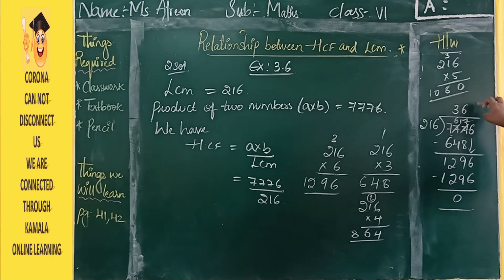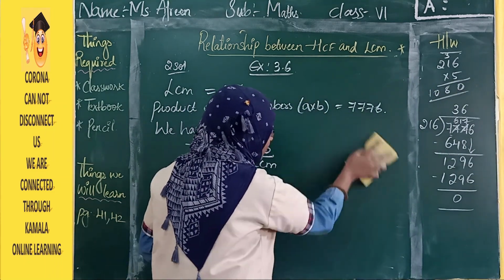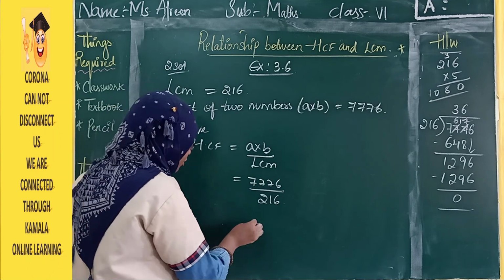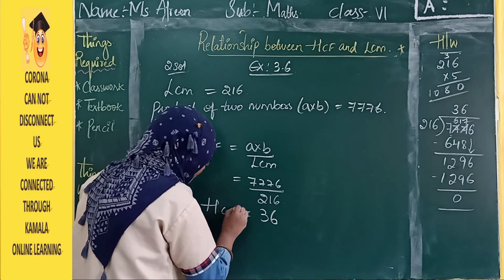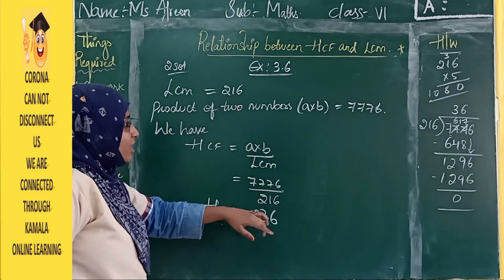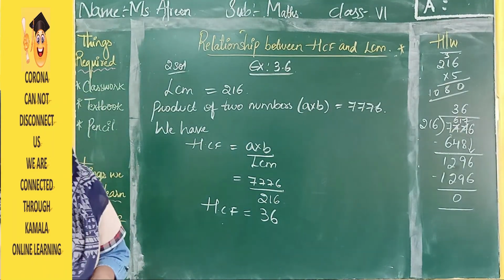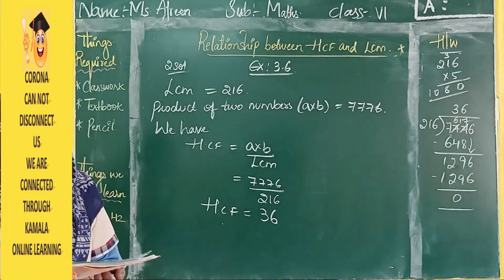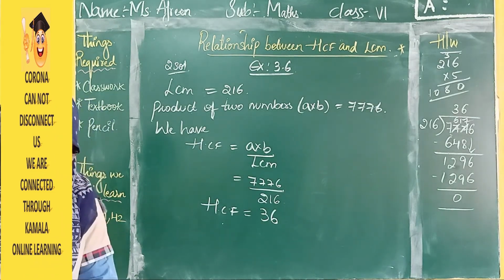So what is the answer? It is 36. You can write this down in your rough column. So when you divide, the HCF we got is 36. If you want, you can check it. You can multiply HCF and LCM, and you will get the answer as 7,776. Okay.